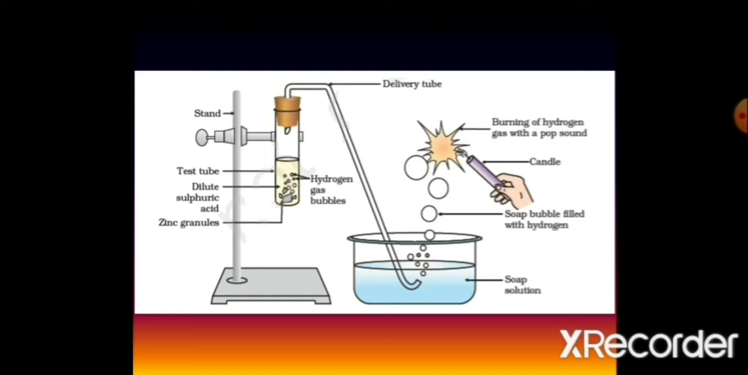Students, when gas dissolves into the soap water, it forms bubbles. Gas is lighter than water, so it starts to come to the surface. If you keep a burning candle near it, then the evolved highly flammable hydrogen gas burns with a bright flame and a pop sound. It proves that hydrogen gas is released in the reaction of acid with the metal.